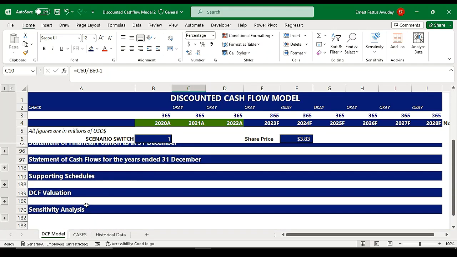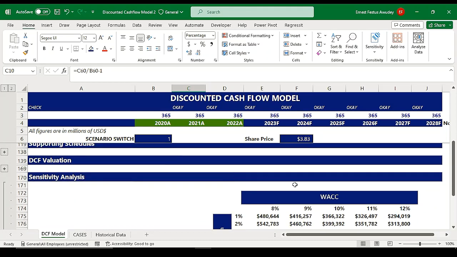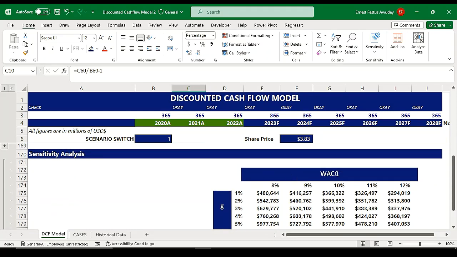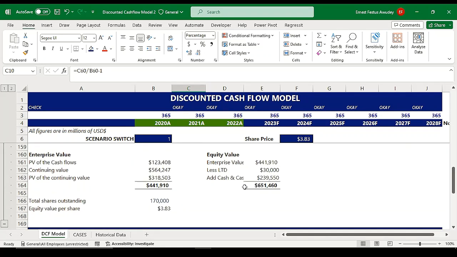Okay, so I didn't even talk about the sensitivity analysis. So let's come to the sensitivity analysis. What we do is that with the sensitivity analysis, we are talking about how a change in the assumptions that we have made is going to affect our share value calculations. Okay, our share values.